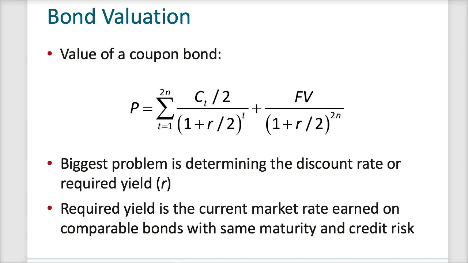So the value of the bond will be these factors put into this basic formula, which we're going to show you how to calculate in Excel. The one aspect that's difficult is determining what the discount rate is, or the required yield. It's an estimate, and it can change over time. The required yield, we're going to look at as the current market rate earned on a comparable bond with the same maturity or the same credit risk. So we have a point of reference, but we have to keep in mind that it does change on a daily basis.